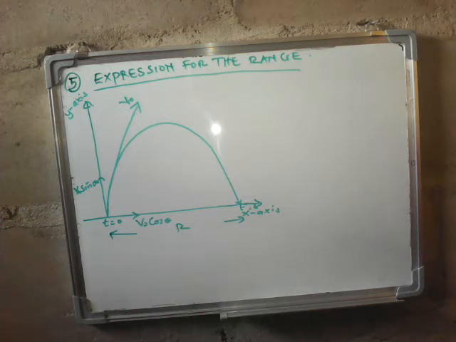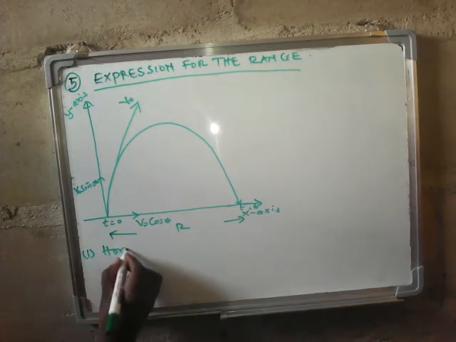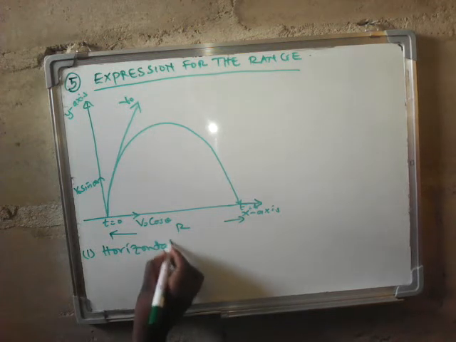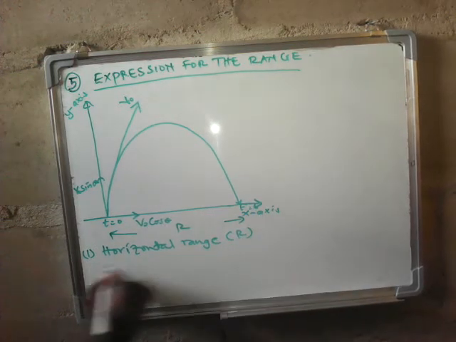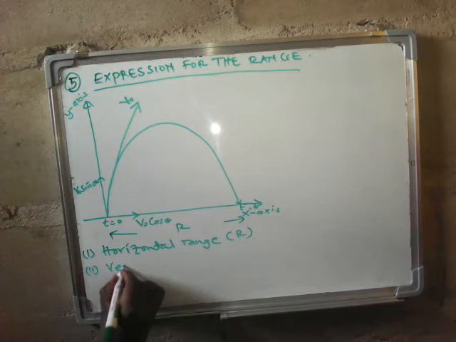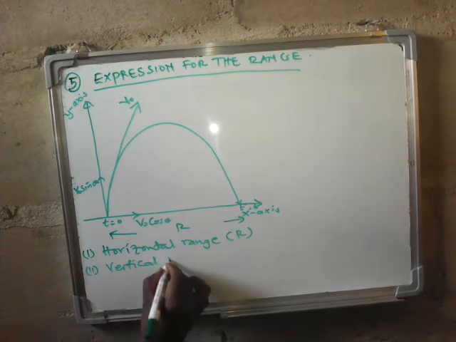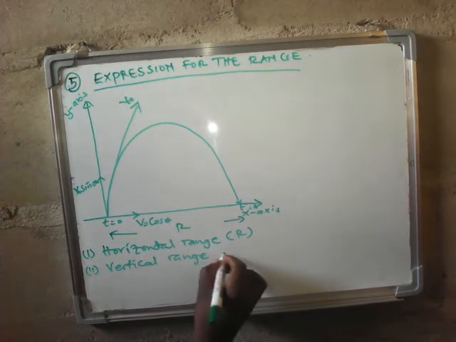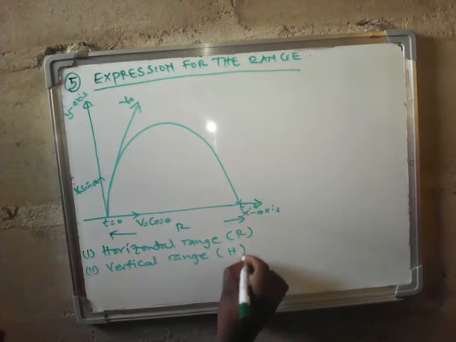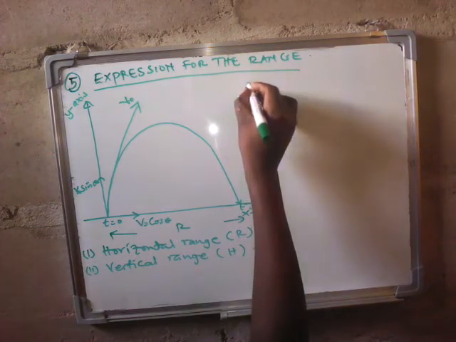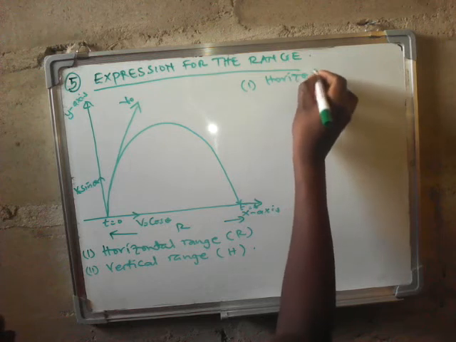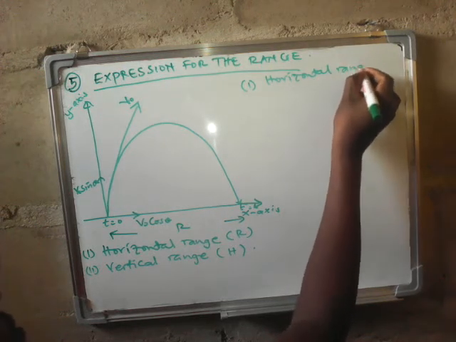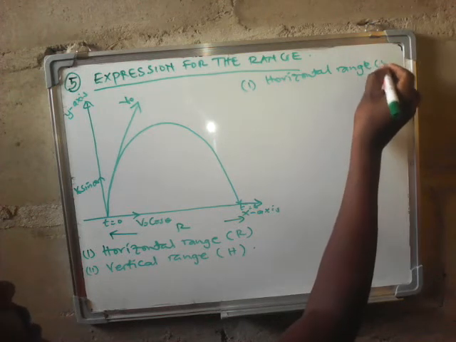We have two ranges. First, we have the horizontal range, which we can denote as R, and then two, we have the vertical range, which we can denote as H. Now, if we start with number one, that is the horizontal range, which we denote as R.